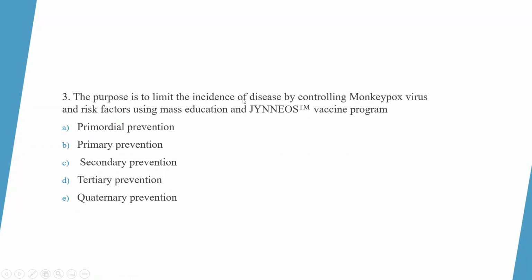The purpose is to limit the incidence of disease by controlling the monkeypox virus and risk factors using mass education and this vaccine program. This whole thing is a part of which prevention: primordial, primary, secondary, tertiary, or quaternary? B. That's part of primary prevention, and it's very important to emphasize this, because this is the only way we can control transmission in non-endemic countries, and mass vaccination and education programs can limit the disease in early stages.